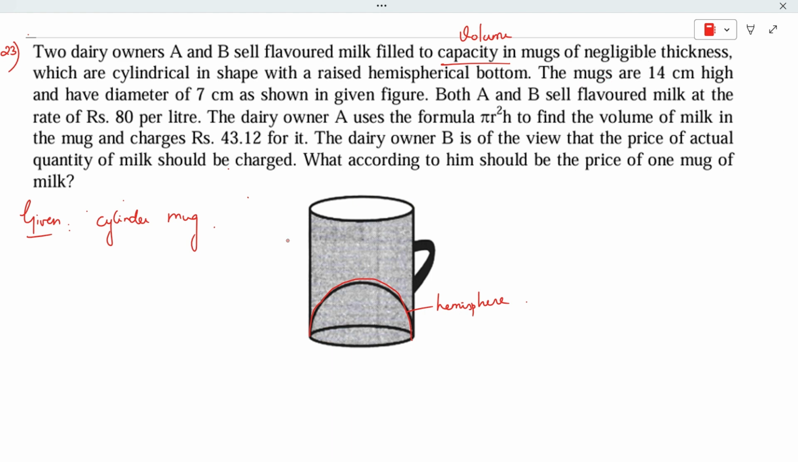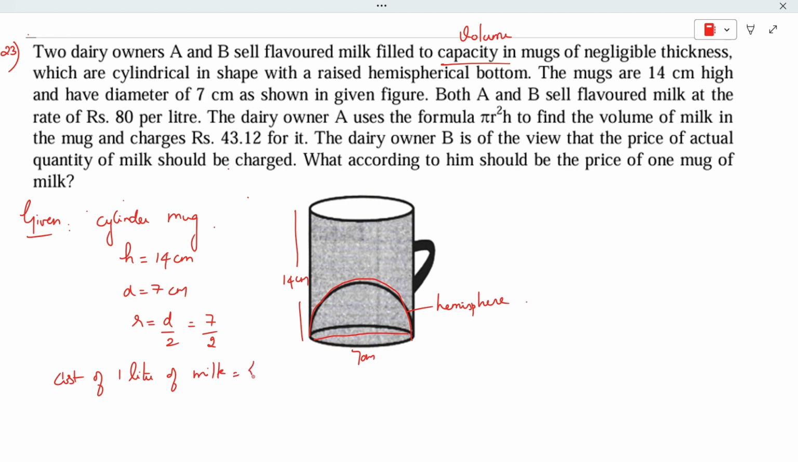The mugs are 14 centimeter height. So the height of the cylinder is going to be 14. So I can specify h is equal to 14 centimeter, and they have a diameter of 7 centimeter. So diameter is 7, which means radius is equal to diameter by 2. So I'm just keeping it as 7 by 2 rather than making it a decimal. Both A and B sell flavored milk at the rate of rupees 80 per liter. So what is given? Cost of 1 liter of milk is equal to rupees 80.